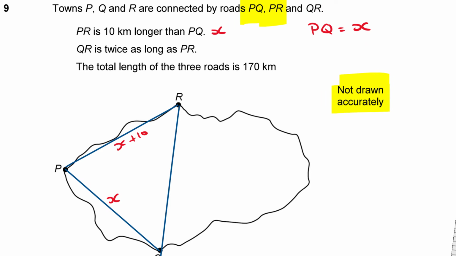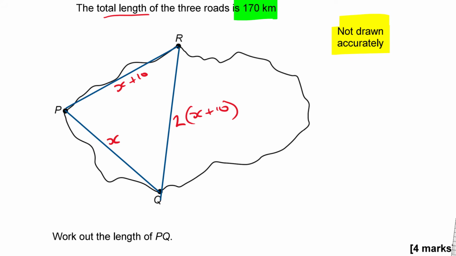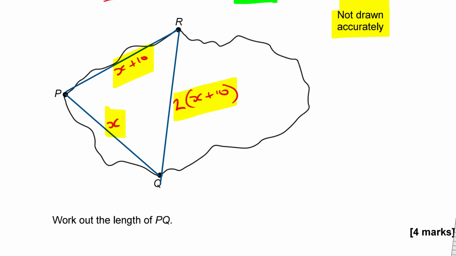And we're told that QR is twice as long as PR. So PR is X plus 10, so QR is twice that. So it's 2 lots of X plus 10. Now we're told that the total length of the three roads is 170. So what we're going to do is take our three expressions, X, X plus 10, and 2 lots of X plus 10. We're going to add them together, and that should give me 170.